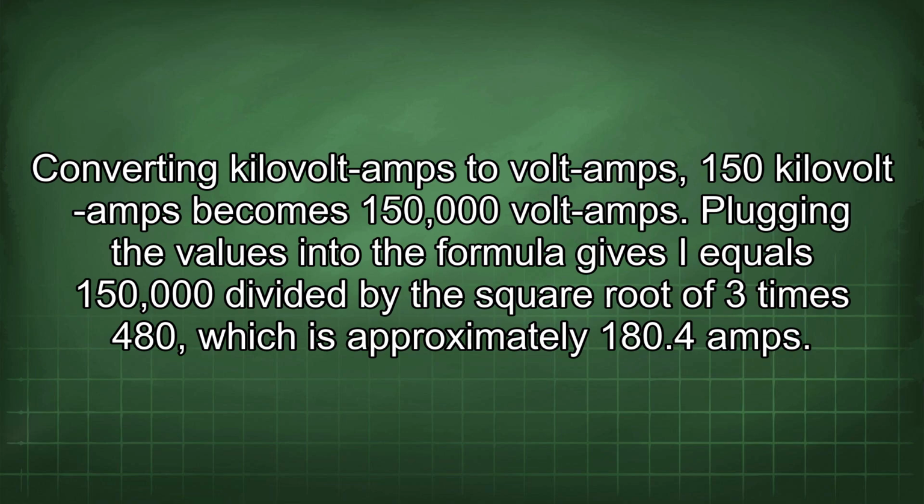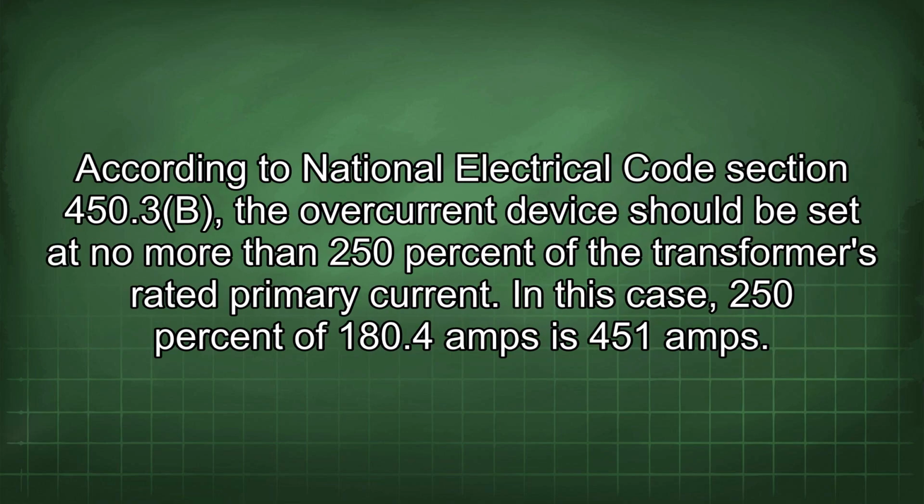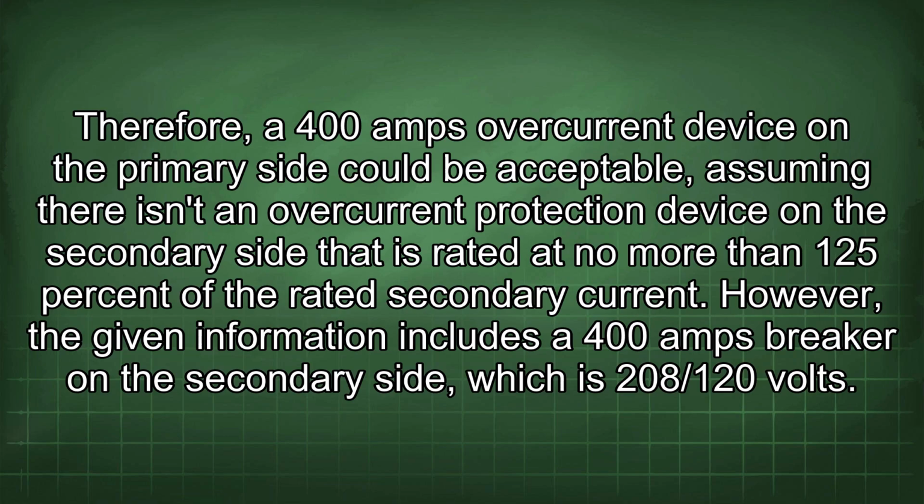Plugging the values into the formula gives I equals 150,000 divided by the square root of 3 times 480, which is approximately 180.4 amps. According to National Electrical Code Section 450.3(B), the overcurrent device should be set at no more than 250% of the transformer's rated primary current. In this case, 250% of 180.4 amps is 451 amps. Therefore, a 400 amps overcurrent device on the primary side could be acceptable, assuming there isn't an overcurrent protection device on the secondary side that is rated at no more than 125% of the rated secondary current.